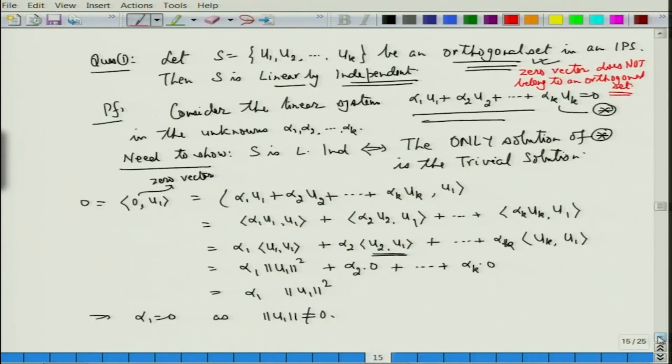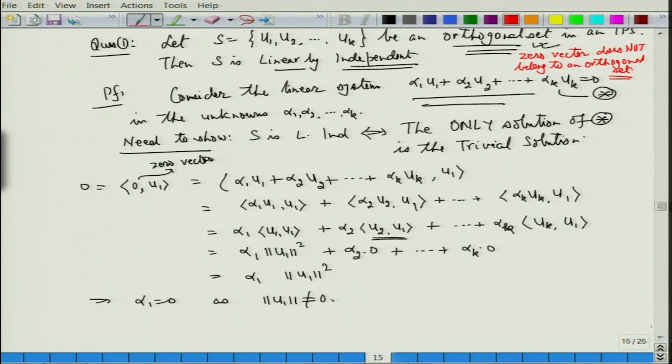So now we have shown that, oh, that was the question, but where is the definition? The definition of orthogonal I gave before, is it? No, I gave it here itself. So what we have shown here is that if I have an orthogonal set, then that set is linearly independent. Fine, that is one thing.